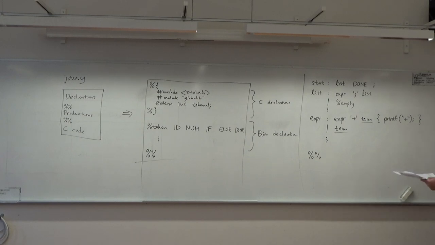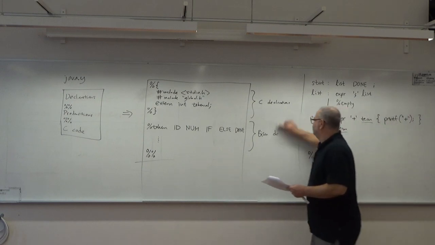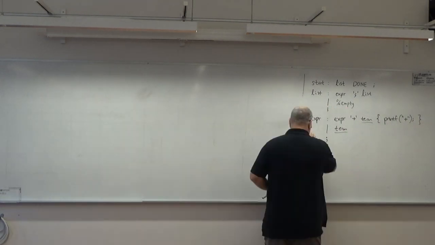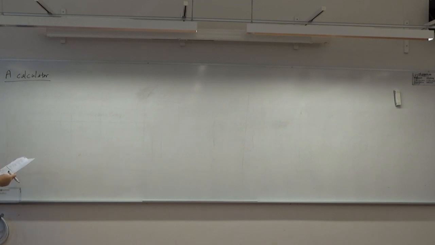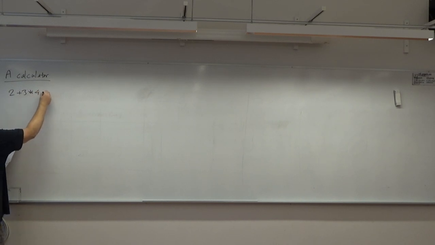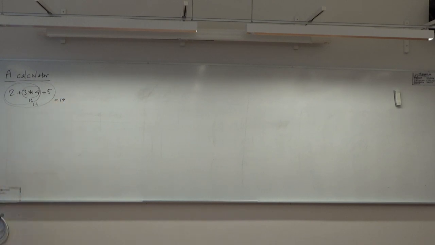So let's remove this example and continue with this example with a calculator that actually can calculate things, such as 2 + 3 × 4 + 5. And what we wanted to do is to do things correctly. 3 × 4 = 12, 2 + 12 = 14, and 14 + 5 = 19. So we get the correct results.